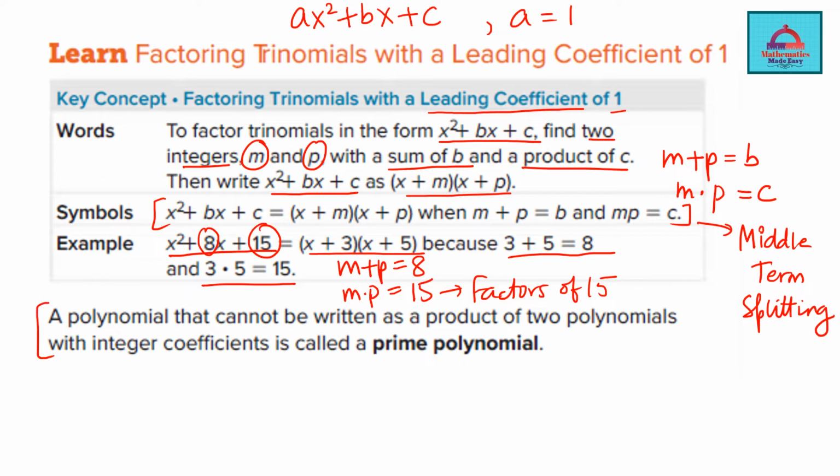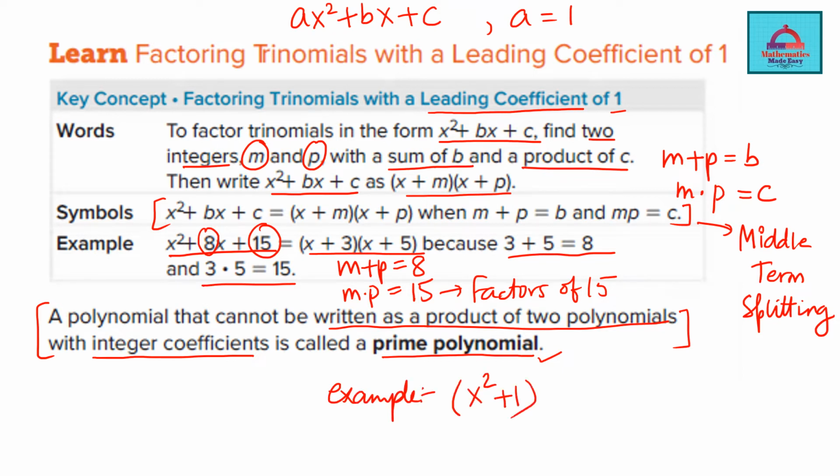Coming to a prime polynomial, a polynomial that cannot be factored, that is, it cannot be written as the product of two polynomials with integer coefficients, is called a prime polynomial. Just like a prime number, it cannot be factored. So simply you will write that it's a prime polynomial and it cannot be factored. As an example, you can see x square plus 1. This is a prime polynomial.